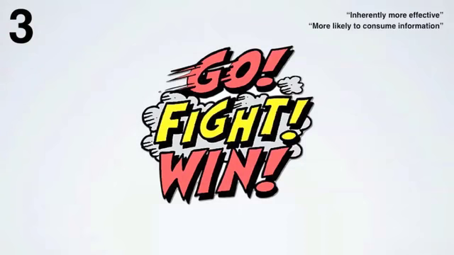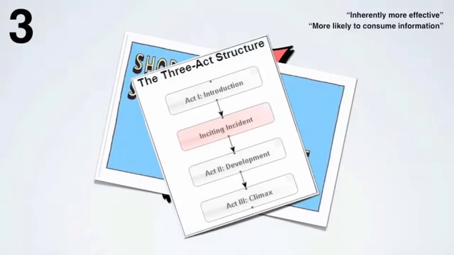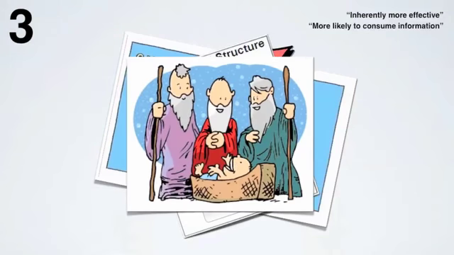There is the traditional 3-pane comic strip. That one I like. Will you publish my short stories? No. The end. In acting, and a lot of this storytelling concept comes from acting, you have your 3-act structure. It's interesting that there's 4 parts there, but Act 1 is the introduction, 2, development, 3, climax.